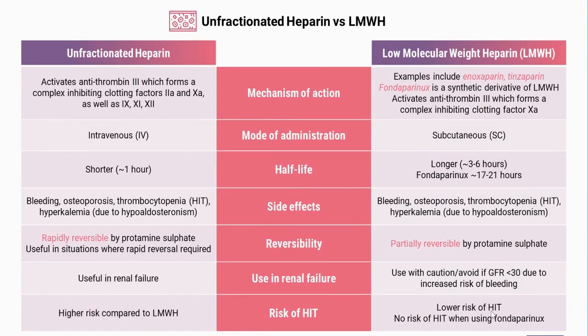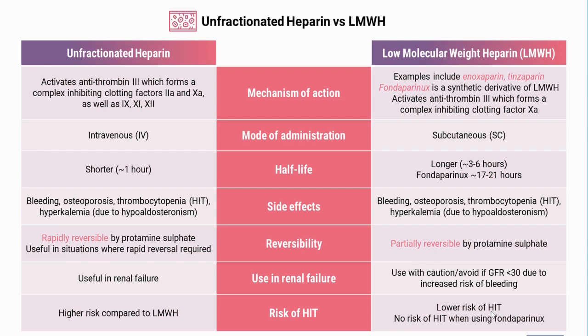So now we will see the difference between unfractionated heparin and low molecular weight heparin. First, the mechanism of action. Unfractionated heparin activates antithrombin 3, which forms a complex inhibiting clotting factors 2A and 10A, as well as 9, 11, and 12. And low molecular weight heparin works by activating antithrombin 3, which forms a complex inhibiting clotting factor 10A, so it only inhibits clotting factor 10A, not 9, 11, and 12.